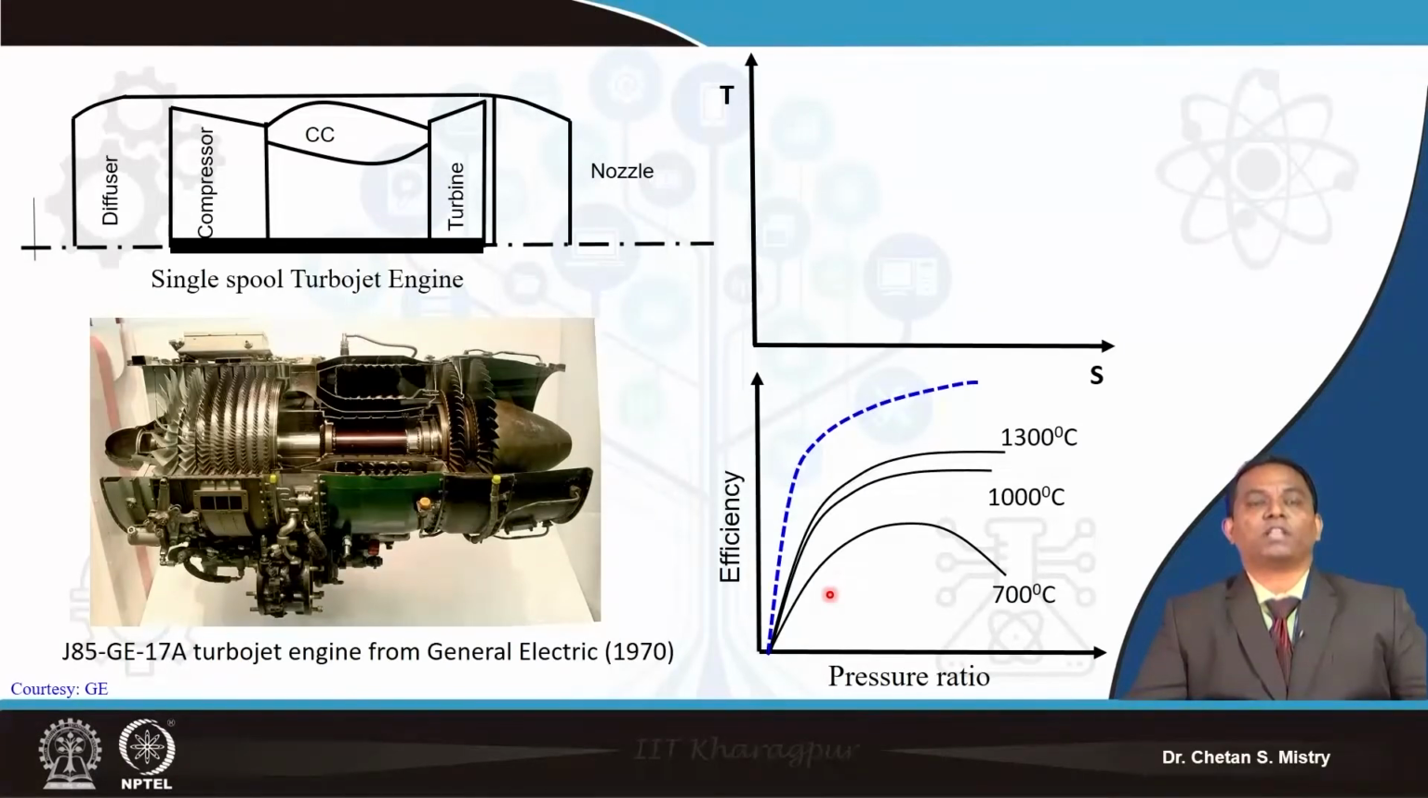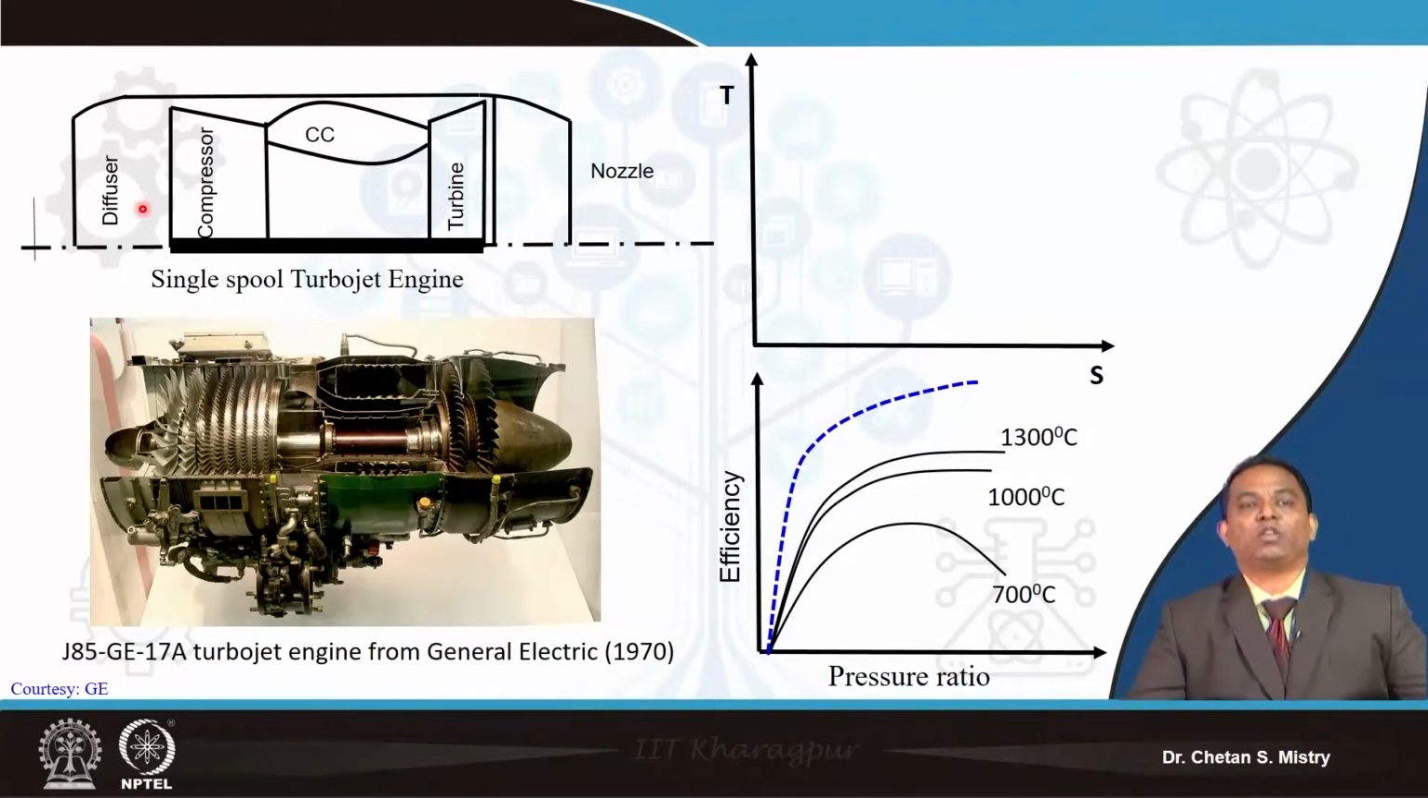This represents the cut section of a single shaft turbojet engine. This turbojet engine comprises the diffuser. The next component is the compressor, which is an axial flow compressor. We have the combustion chamber, followed by the turbine, and in the exhaust we have the nozzle. Here this engine is being used for propulsion, that is, for generating thrust.